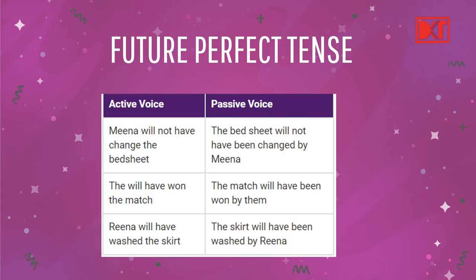Okay, now we have future perfect tense. See, Nina will not have to change the bedsheet. The bedsheet will not have been changed by Nina. They will have won the match. Okay, they will have won the match. The match will have been won by them. Rina will have washed the skirt. The skirt will have been washed by Rina. All right.